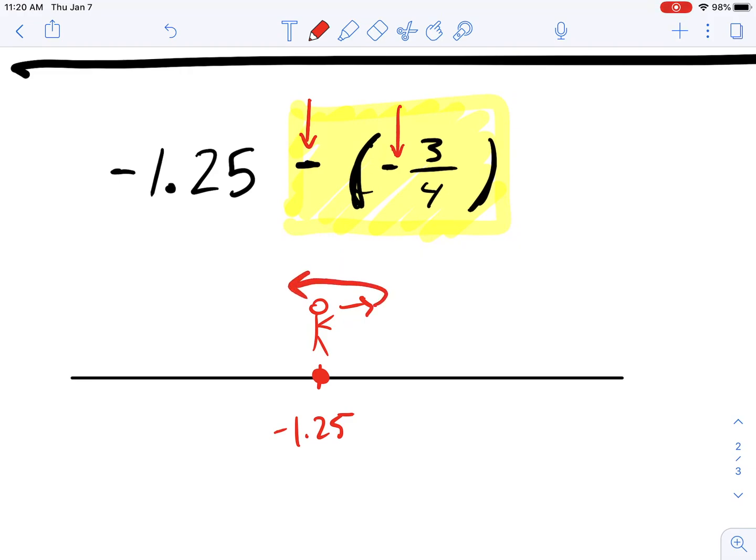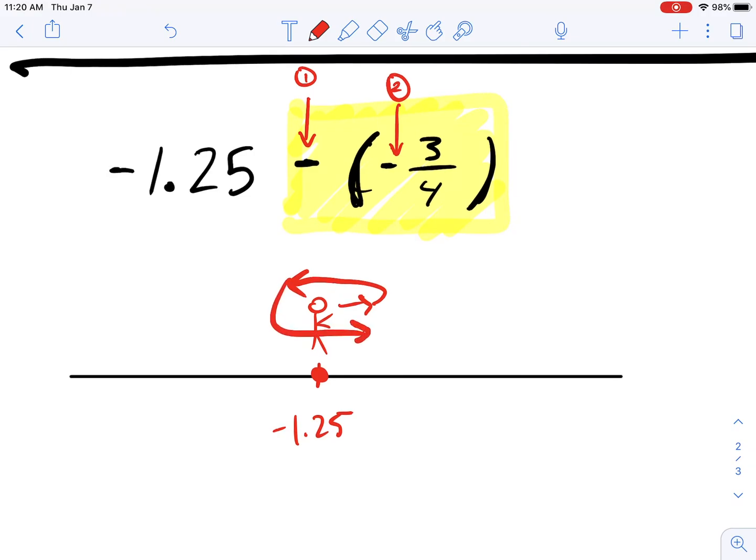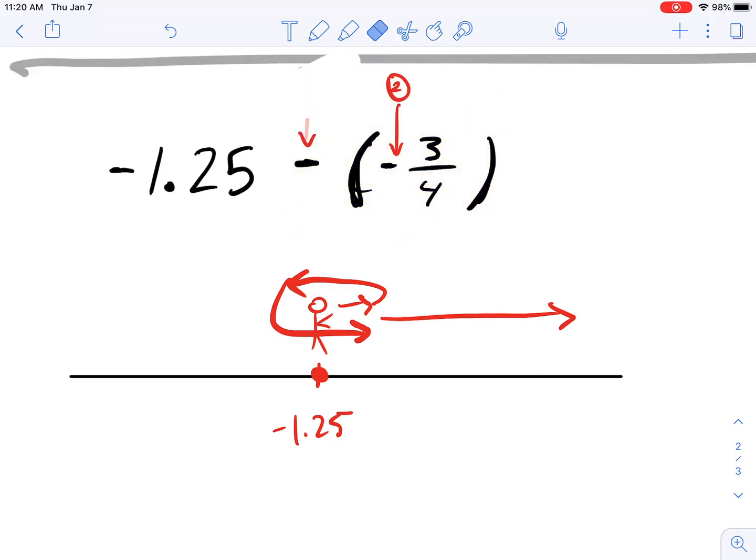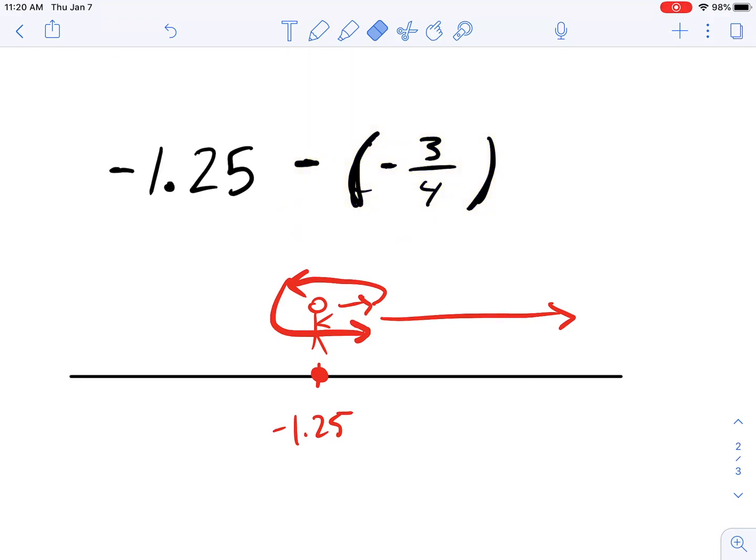That means we're going to turn around for each negative sign. So turn around once for the first one, and then we have the second one, we're going to turn around again. So that means we're still going to be moving to the right, all right? That's a really, really important thing to know. We're going to be moving to the right. We're going to be moving forwards, okay? So let's get started now.